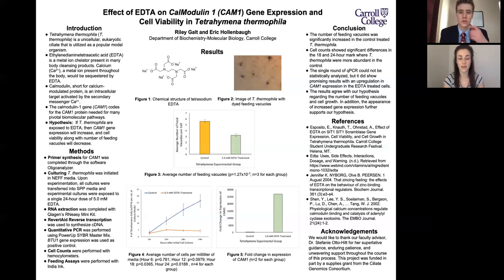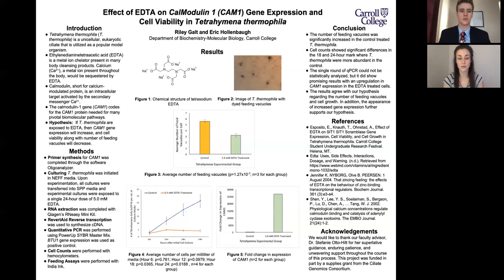Initially, they were placed into NEF media, which is nutrient poor media, and then once experimentation began, they were transferred into SPP media, which is nutrient rich media, and this pretty much allowed for the Tetrahymena to replicate as they normally would. Once that was done, we separated the Tetrahymena into two different flasks. One received the 24-hour dose of 5.0 millimolar EDTA, and the other received the same amount but of water and not EDTA.